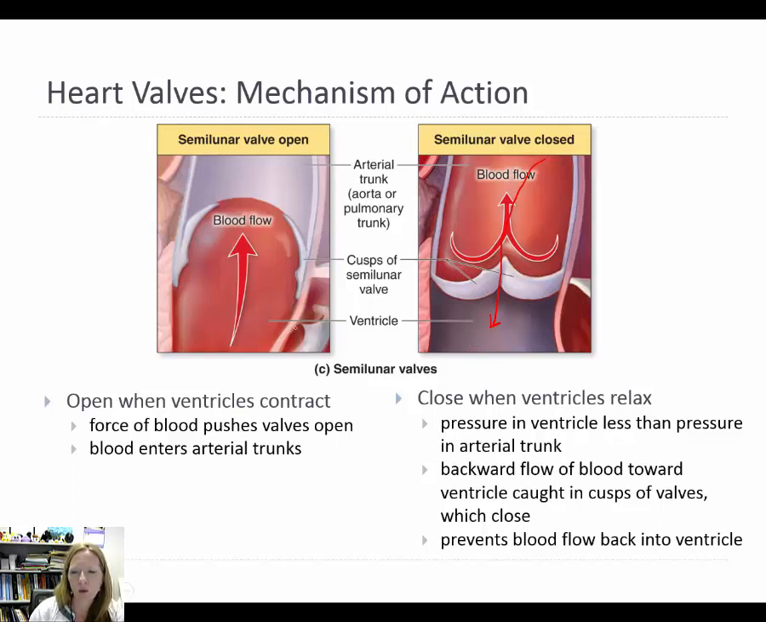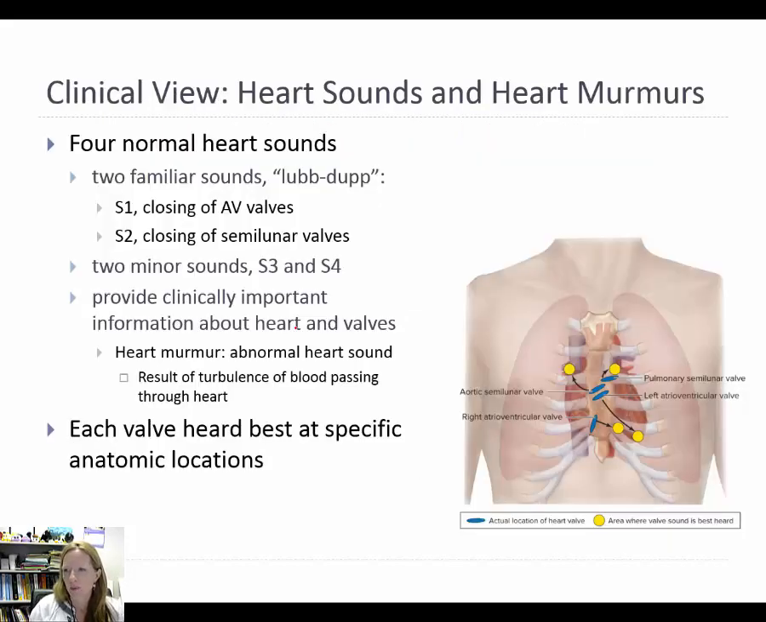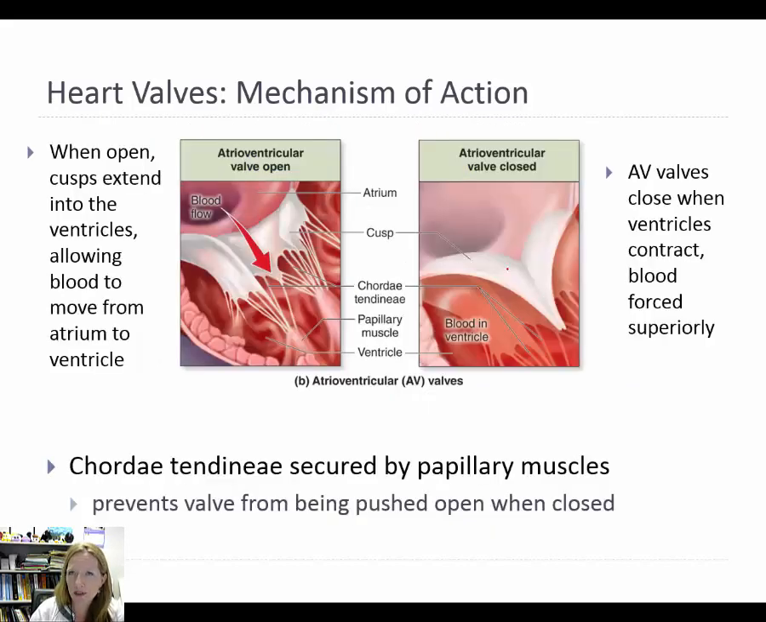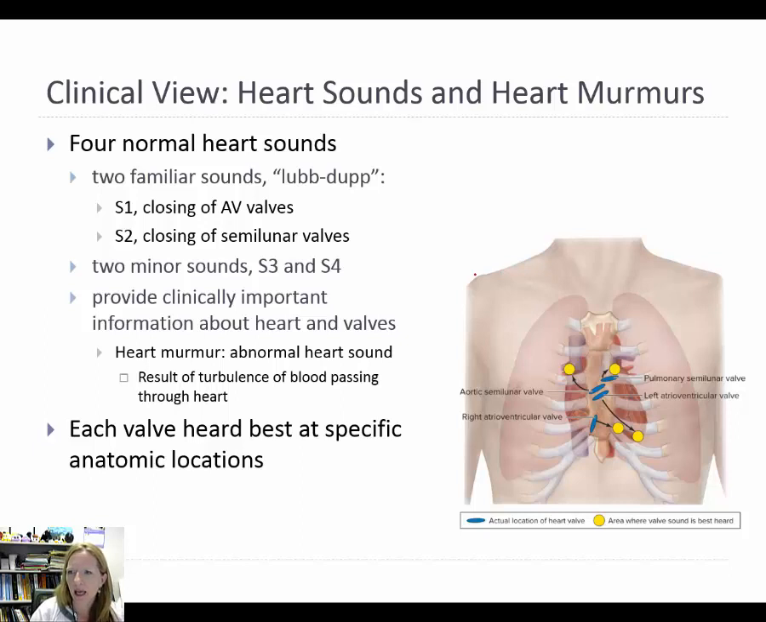So let's take a look at how doctors can go in and listen to the heart, specifically listening to those heart valves and using it for clinical diagnosis. Whenever your valves close, whenever the semilunar valves close, and whenever these AV valves close, they are actually going to make a sound. That is where those heart sounds come from. Whenever you put the stethoscope on the heart and listen, you hear this lub-dub, lub-dub. And there's a total of 4 heart sounds.